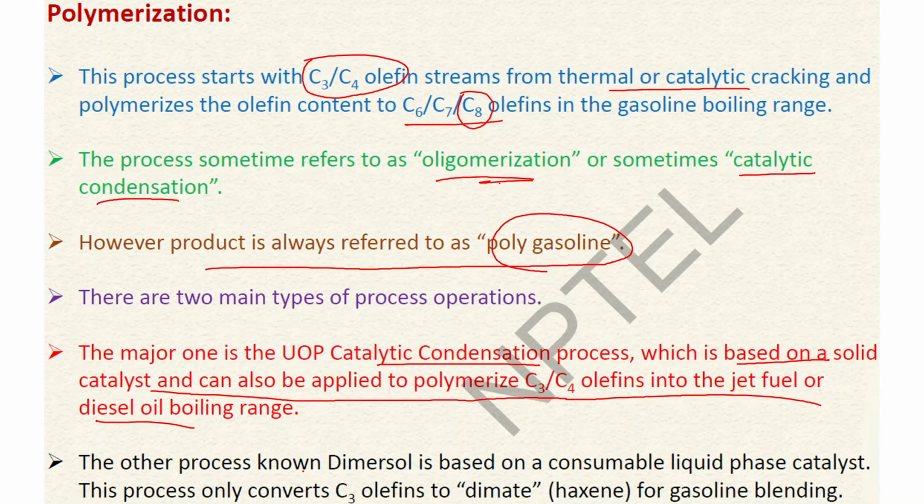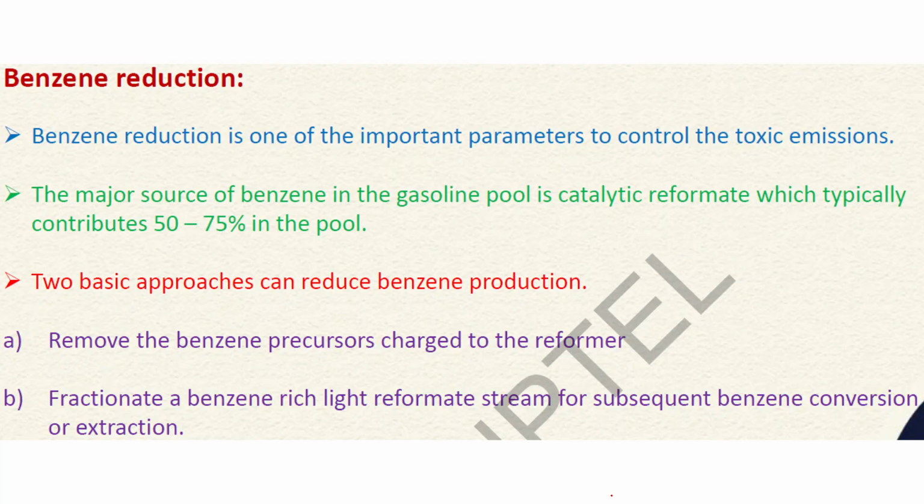The other procedure, known as Dimersol, is based on a consumable liquid phase catalyst, and this process consists of polymerization of C3 olefins to form dimers. Basically, C3 reacts with C3 to form dimers, called hexene, for gasoline blending.